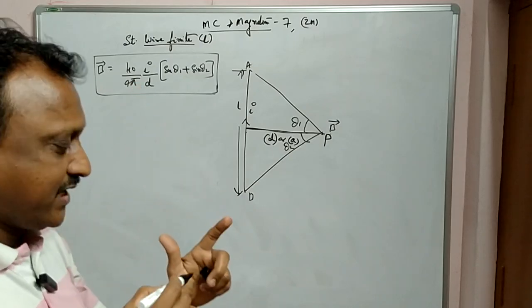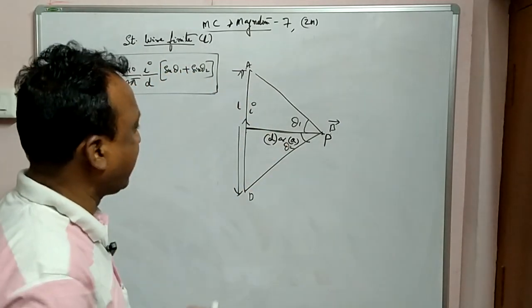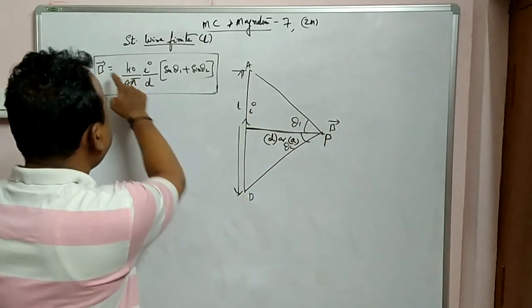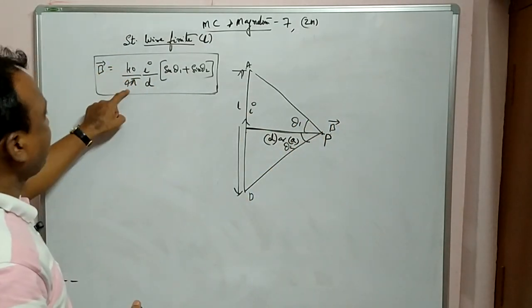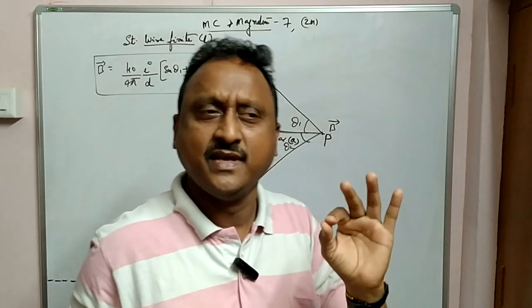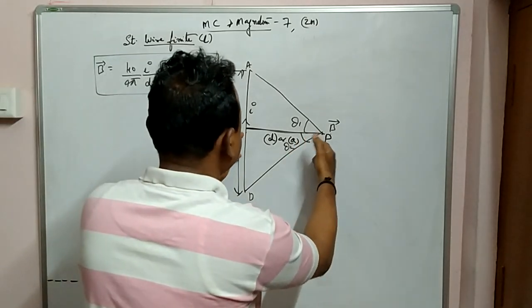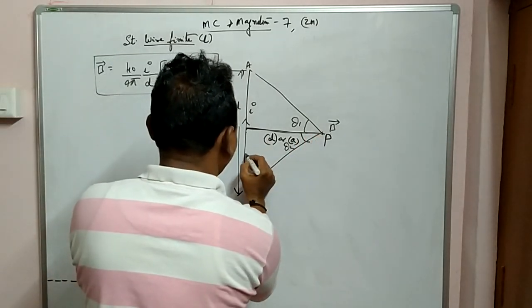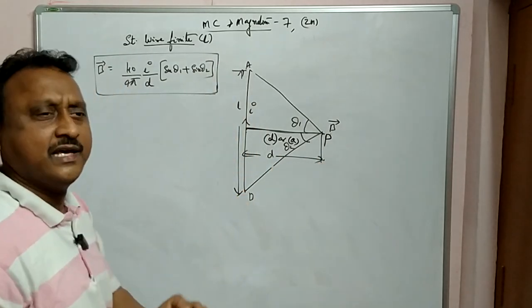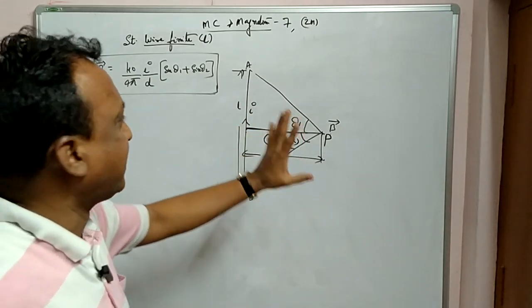When a finite wire is given, with borders top and bottom, of length L, and carrying current I, at a point the magnetic field is given by mu naught by 4 pi, of course a constant. Again, mu naught is equal to 4 pi times 10 power minus 7 Henry per meter. I is the current flowing. D is the perpendicular distance from this point to the wire. D or A or R, anything you can assume. Sin theta 1 plus sin theta 2. This is the general form.